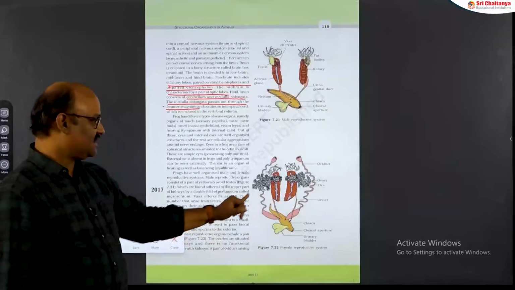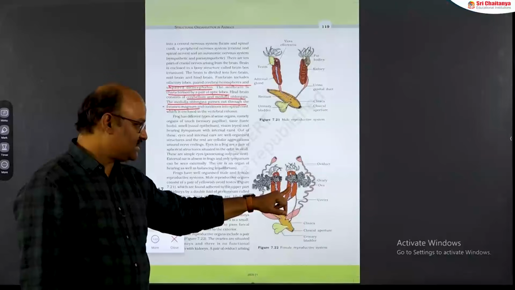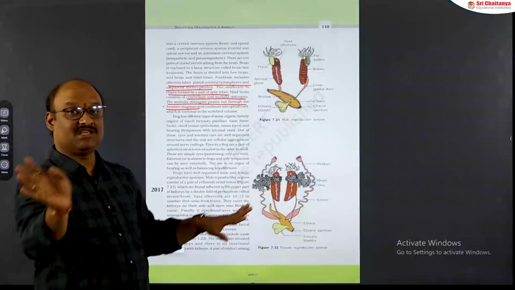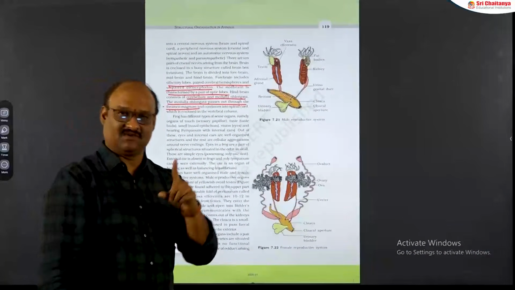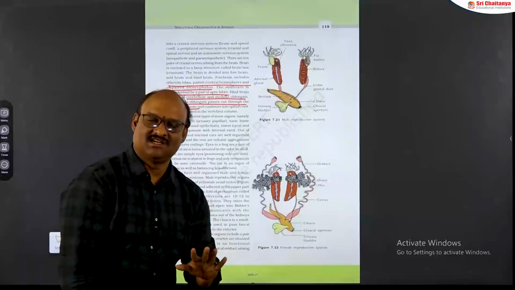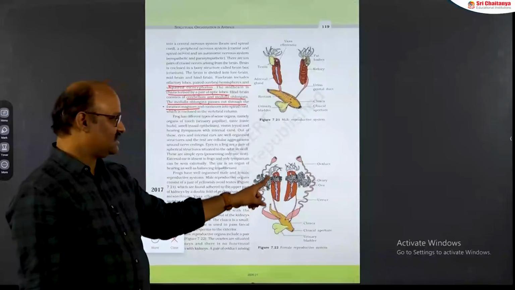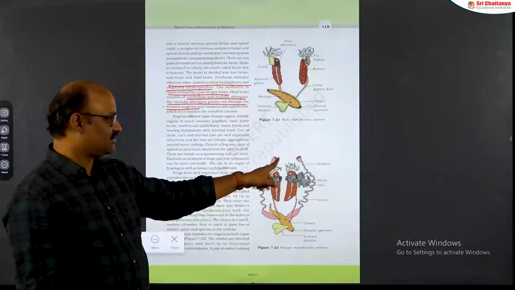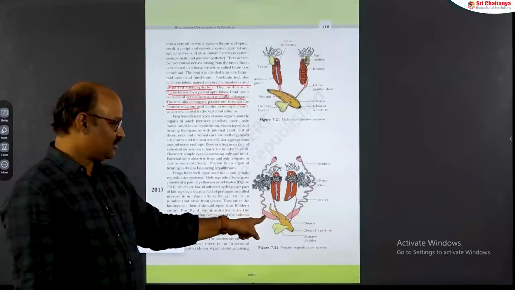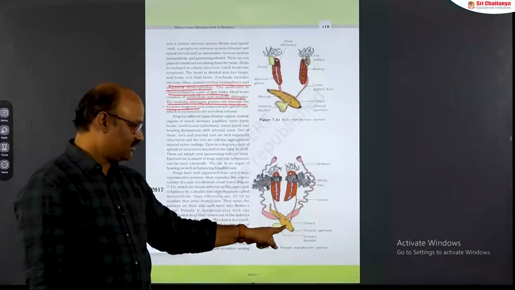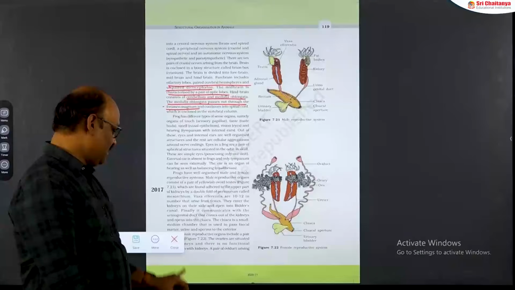Whereas in females there are a pair of ovaries which are just attached to the kidneys, but there is no functional connection with the kidneys, very important, only attached. Ovaries release the ovum into the body cavity, which is collected through the ostium of the oviduct, finally stored in the ovisac, opens into cloaca and is released outside through the cloacal aperture.